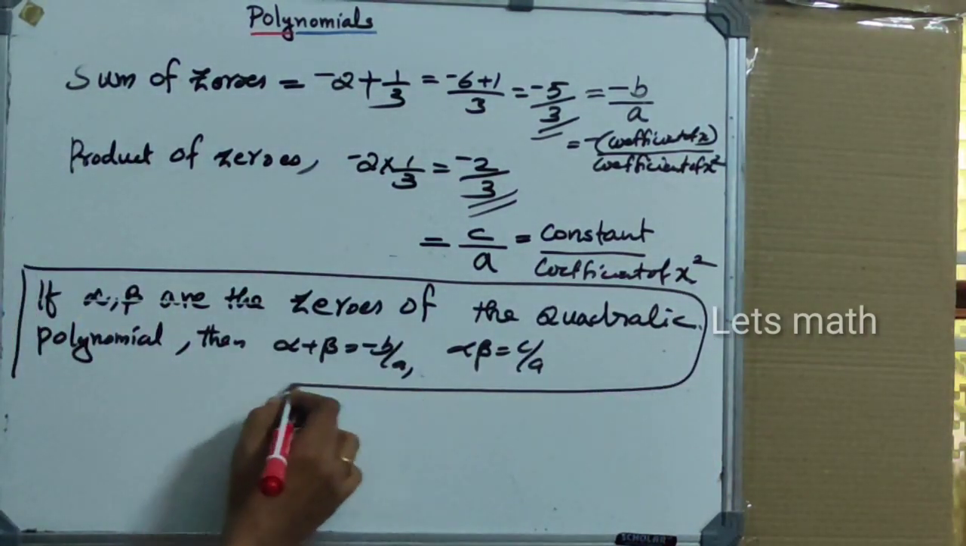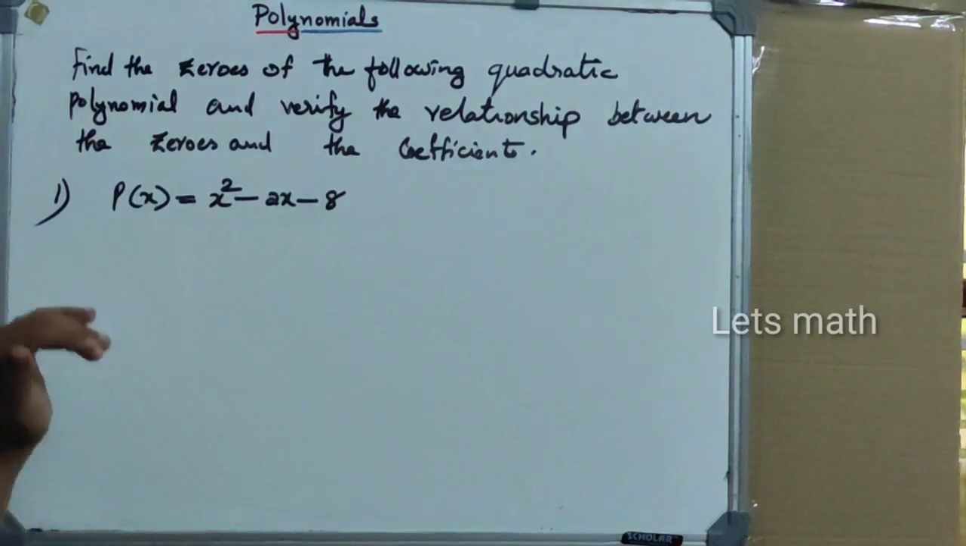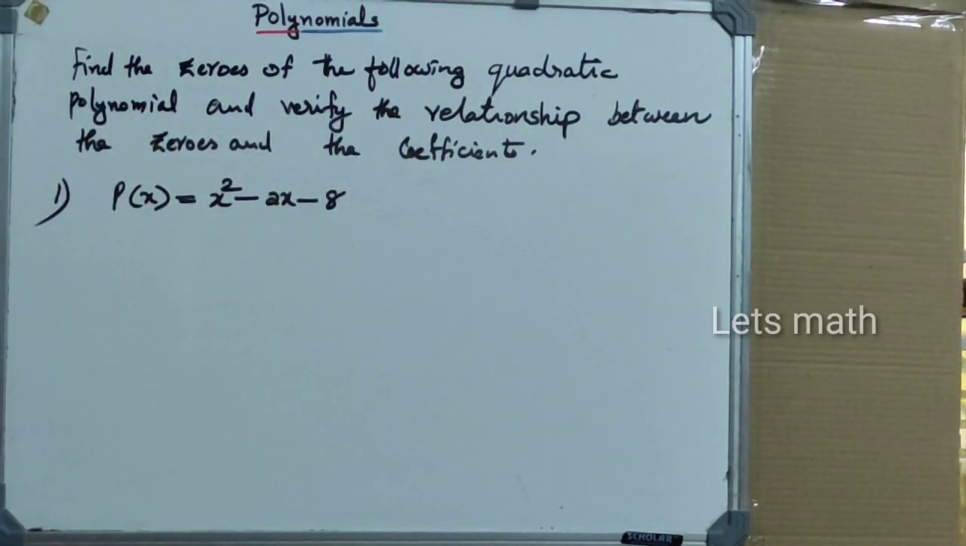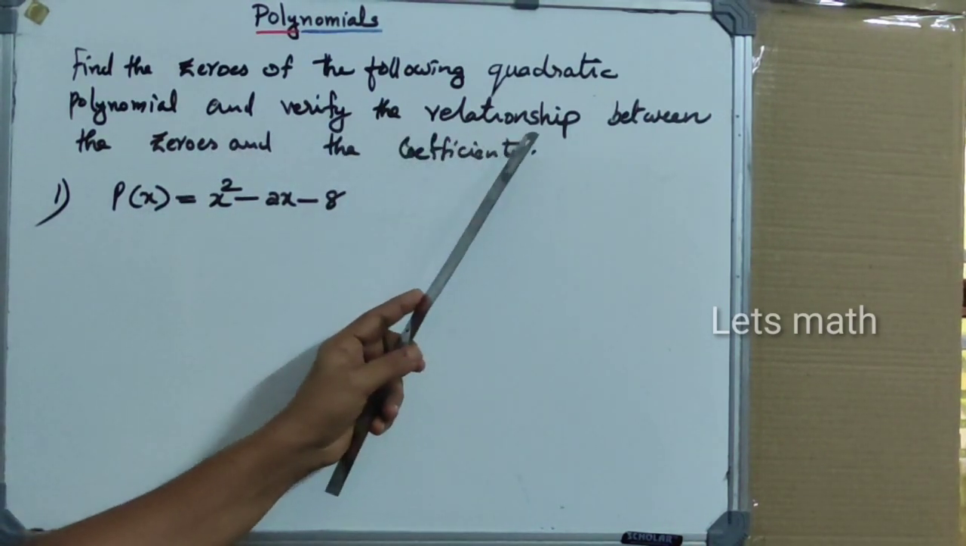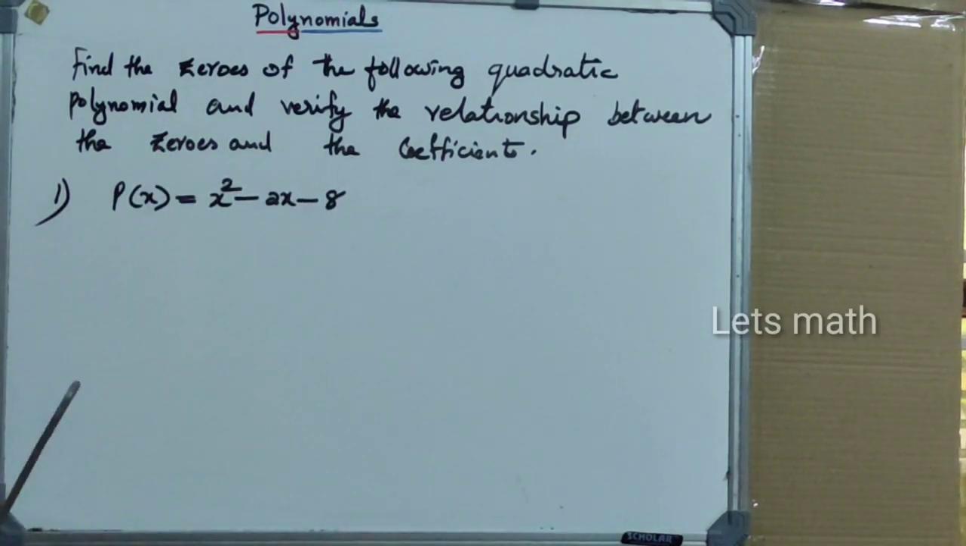So make a note on this. Now let us do some more questions. This is how the question comes for the exam. That is, find the zeros of the following quadratic polynomial and verify the relationship between the zeros and the coefficients.